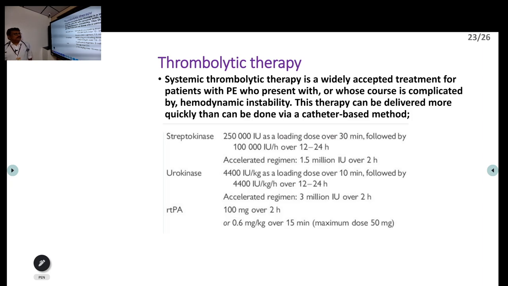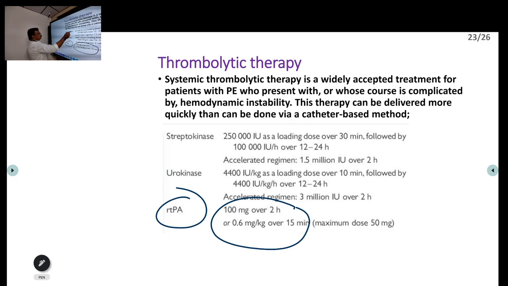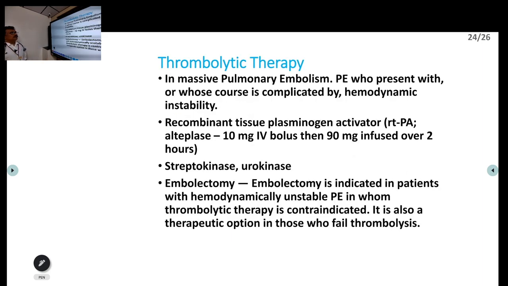Now, thrombolytic therapy: if the patient is having severe pulmonary embolism, shock, all these things, better try for thrombolytic therapy. Streptokinase, urokinase, tissue plasminogen activator, all these can be tried, but nowadays we go for tissue plasminogen activator. But streptokinase also can be given. This is the same drug which is used in myocardial infarction, stroke and all. Thrombolytic therapy for massive pulmonary embolism, or patient presenting with hemodynamic instability, tissue plasminogen activator can be started. Embolectomy can be tried in patients with hemodynamically unstable pulmonary embolism in whom thrombolytic therapy is contraindicated. It is also a therapeutic option.